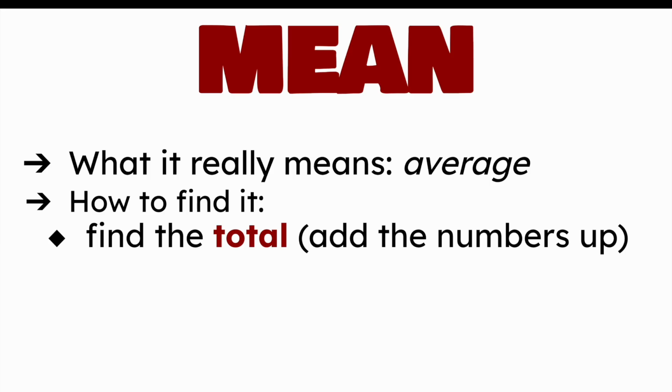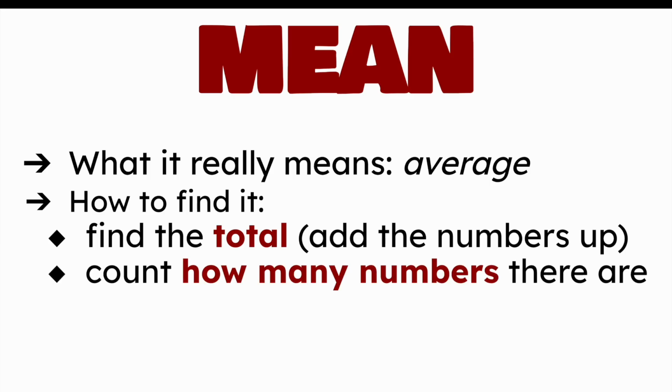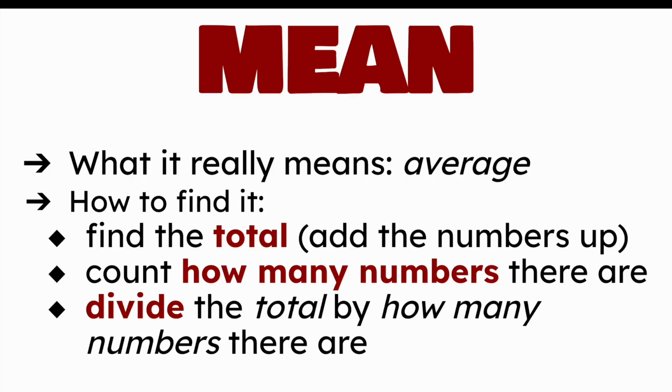First, you find the total. You add up all the numbers, 6'4", 6'9", 6'8", 5'3", whatever. And then you count how many numbers you just added up. If it's a professional basketball team, that number is 12, or 12 players. And then you divide the total by how many numbers there are.